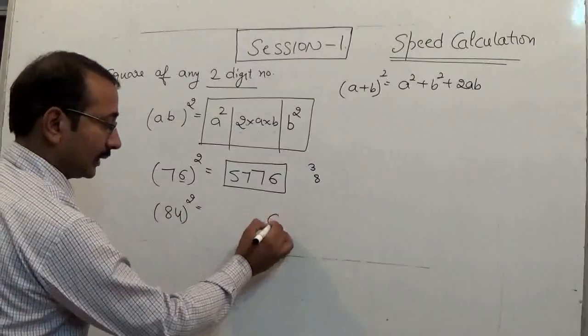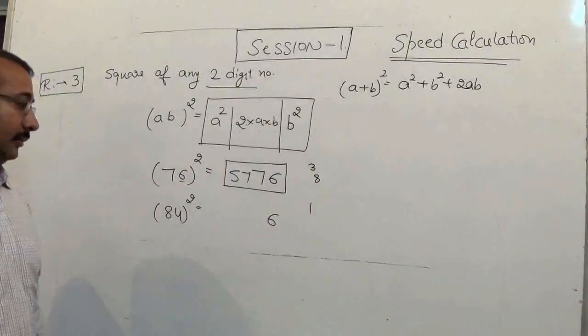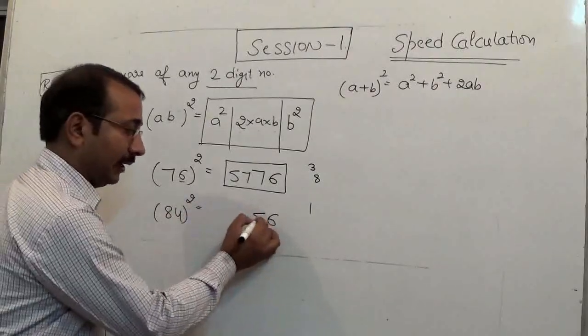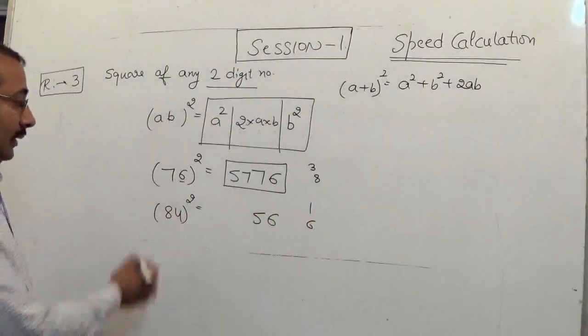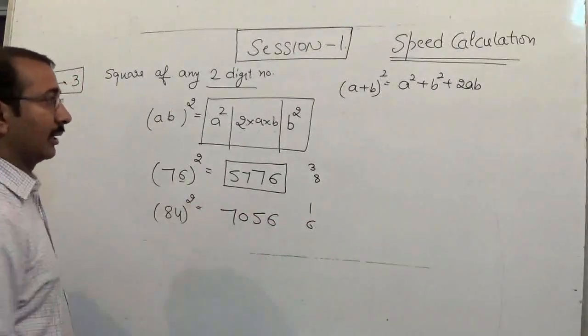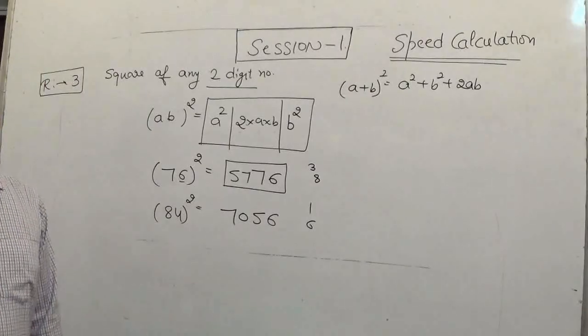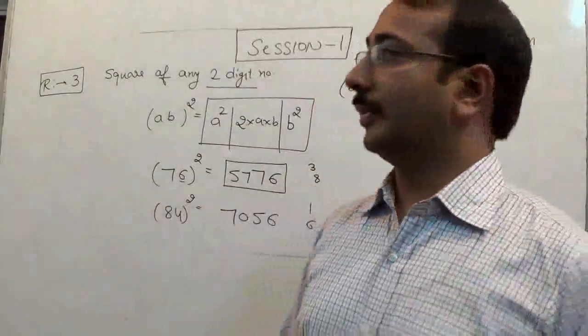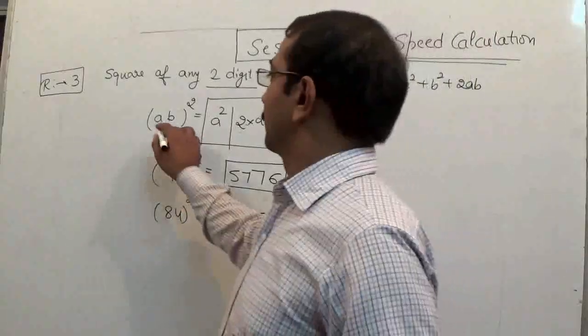4 square will give you 16, 6, carry would be 1. 32, double 64, and 1, 65, 5, carry will be 6. 64 and 6, 70. Our answer is said to be 7056.